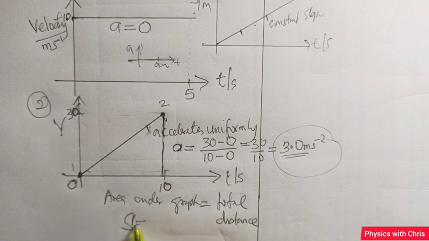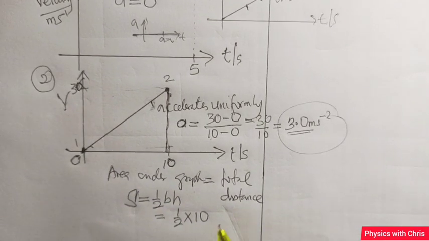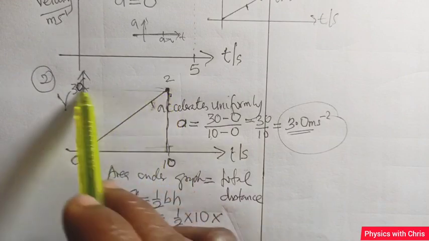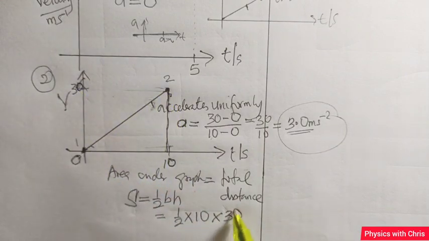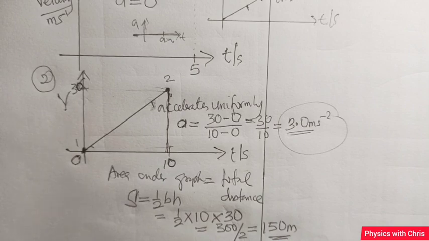So for the distance covered, we can use half base times height. My base is 10, from here to here is 10, and the height is along the velocity axis, which is 30. So that gives me 10 times 30, which is 300, over 2, which is 150 meters. So the total distance traveled, if the body continues like this for 10 seconds, is 150 meters.